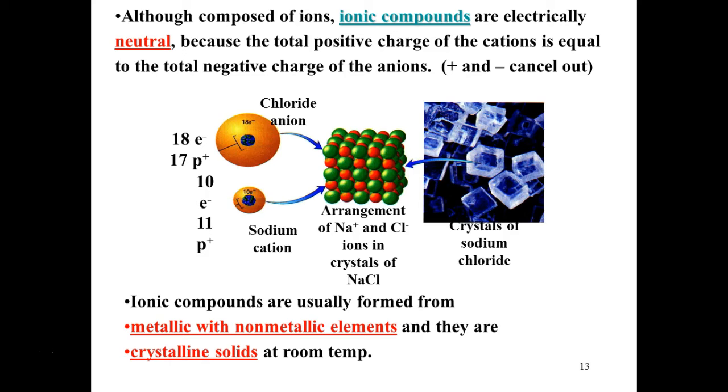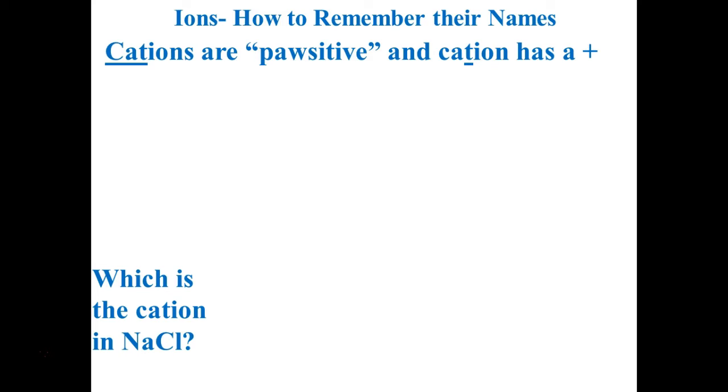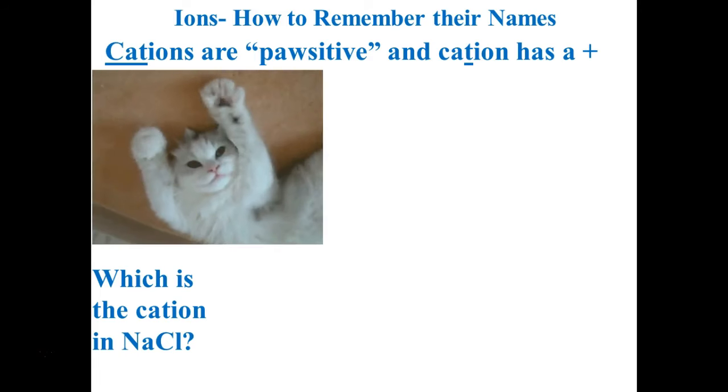And the other important thing is that even though there's a positive and a negative charge involved here, the charges cancel out. So the 1 plus from the sodium cancels out the 1 minus from the chlorine, and the compound itself is neutral. So it's metal and non-metal together, and it's a neutral compound. That's very important. Okay, so the name for a positive ion is called a cation. And the way you can remember that is that cations are positive. So cations are positive.